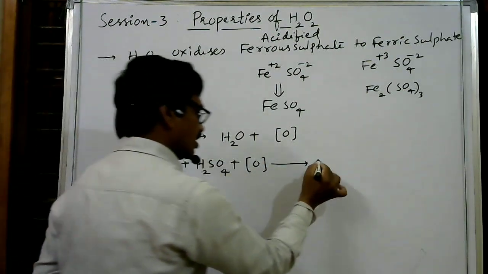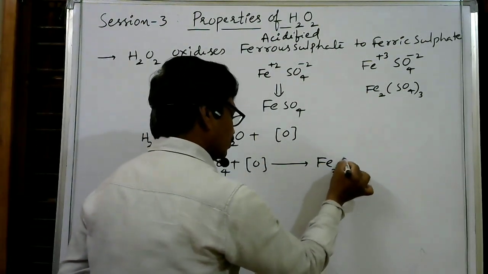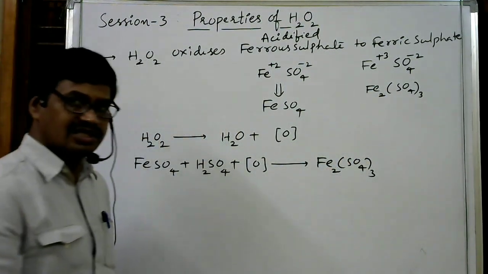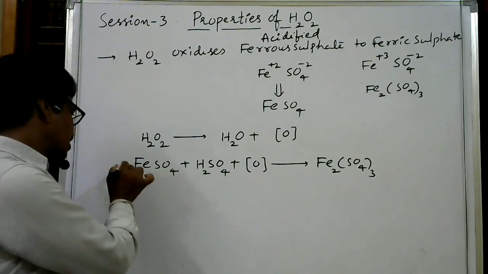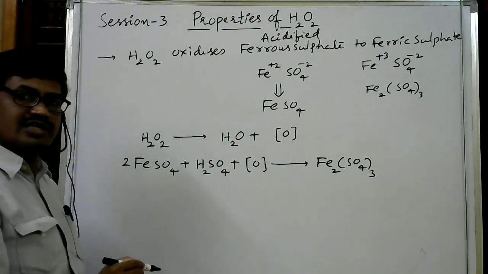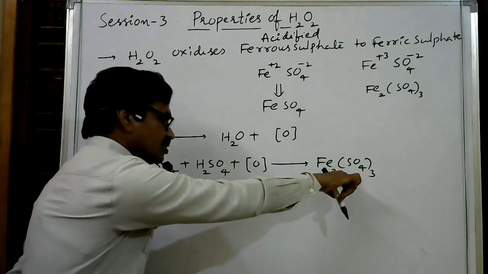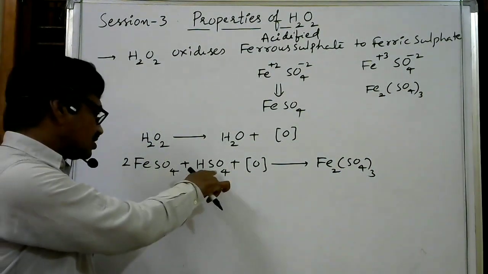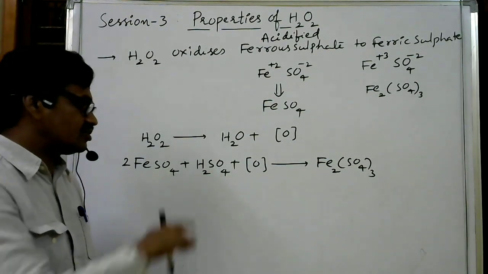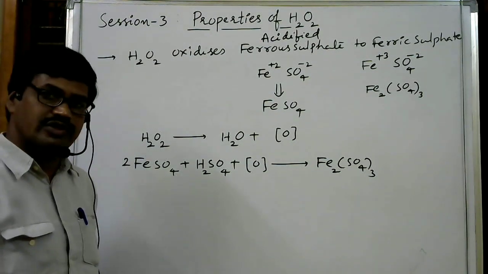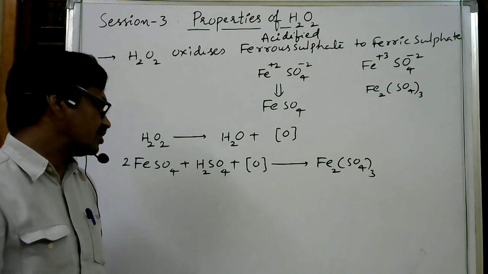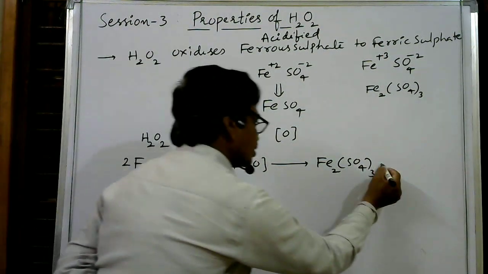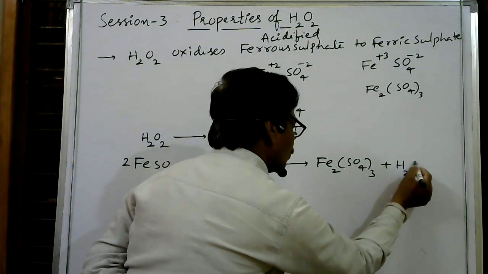Here ferrous sulfate is converted to ferric sulfate. I am writing the ferric sulfate formula first: Fe2(SO4)3. How many irons are there in ferric sulfate? 2 irons, so here I am taking 2 moles of FeSO4. And how many sulfates are there? 3 sulfates. Already 2 sulfates are present here, and one sulfate comes from sulfuric acid, so we get Fe2(SO4)3, that is ferric sulfate. The remaining 2 hydrogens combine with one nascent oxygen and form H2O.